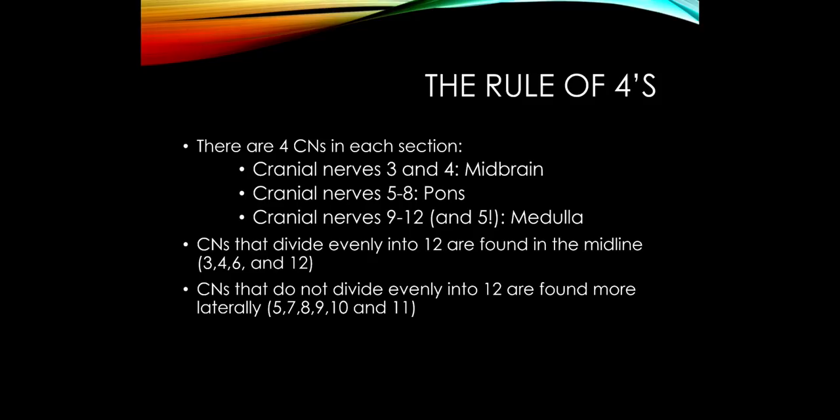Also useful to know that cranial nerves that divide evenly into 12 are found in the midline. So we will see cranial nerves 3, 4, and 6 in our subsequent lectures as midline nuclei. And in this lecture, we'll point out the hypoglossal nucleus, which is midline. We'll also see that cranial nerves that do not divide evenly into 12 are found more laterally. Again, there's an exception to that. We'll see the 7th nerve loop around into a very midline portion in the pons.